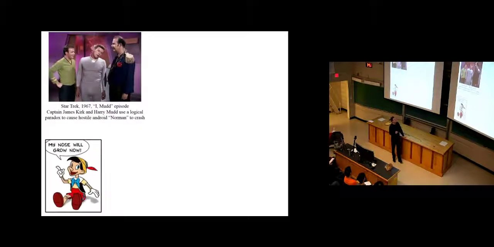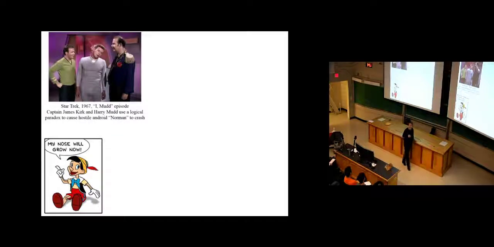He says, my nose will now grow. Of course, Pinocchio, as you know, his nose grows if and only if he's lying. So if he's lying, his nose will not grow. But if he's lying, his nose should grow. That's a contradiction. Conversely, if he's telling the truth, then his nose will grow. But if his nose grows, he's lying, so he's not telling the truth. So this is my favorite single cartoon depiction of Russell's paradox.